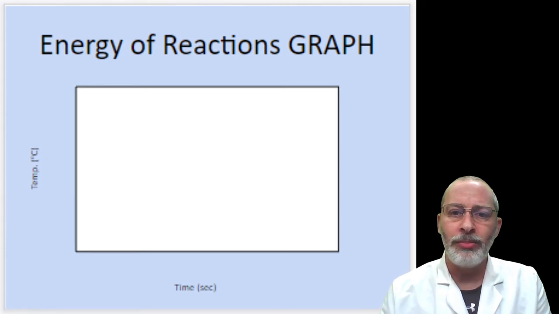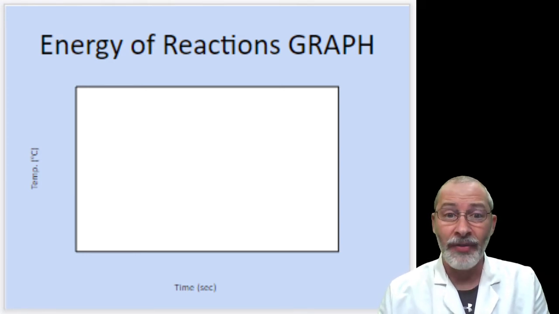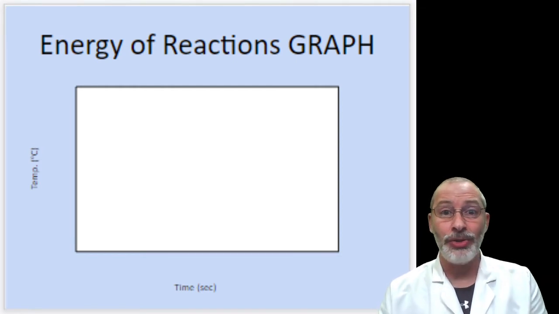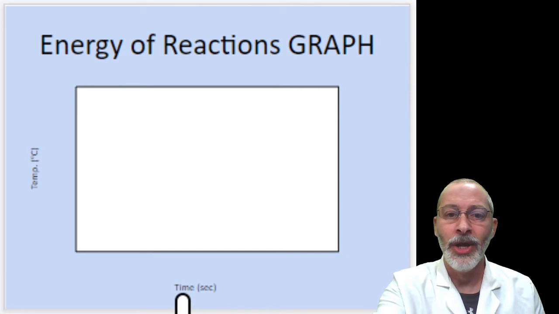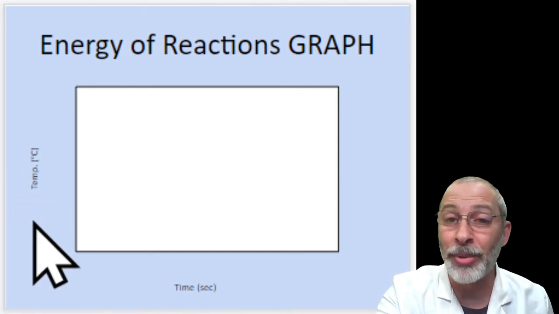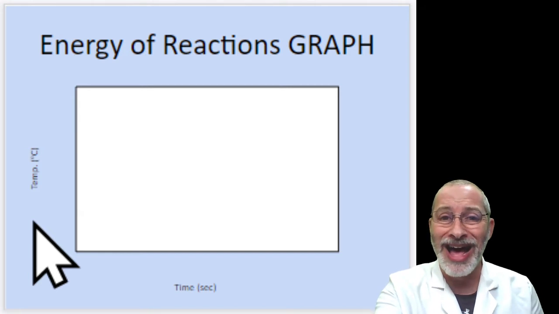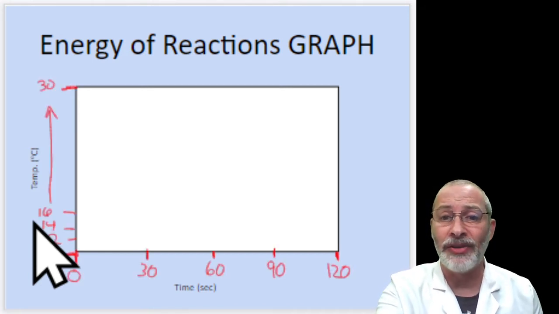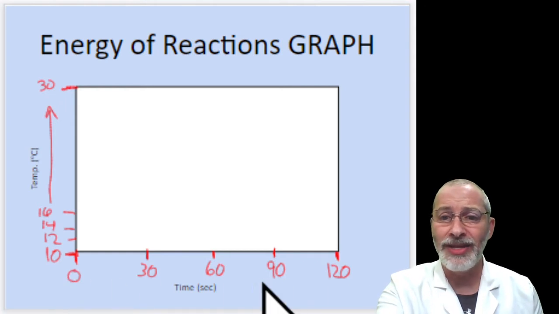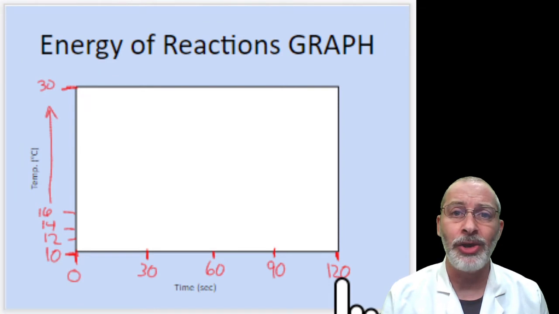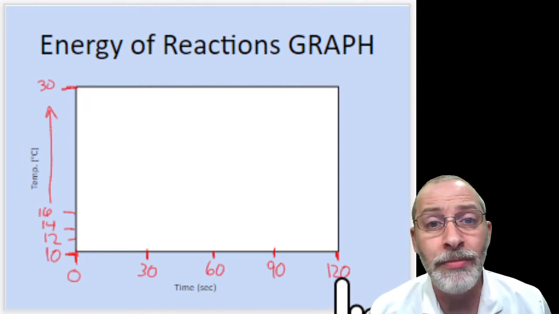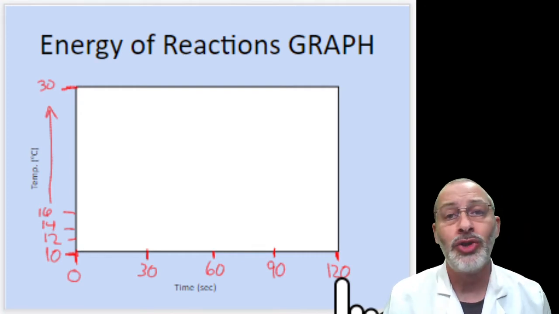Okay, so energy of reactions graph. What you are going to be doing in your book on the graph is noticing the X and Y axis here. On the X axis, you're going to be labeling it time. Time is along the X axis. Along the Y axis, we've got the temperature. And you'll notice in your book, you've got lines there, and I'd like you to distribute your data in the following way. Along the X axis, you're going to label that from 0 to 120, which is the number of seconds in 2 minutes, because you're going to be making your observations over the course of a 2-minute period of time from beginning to end.